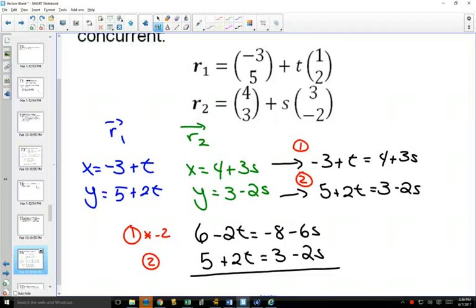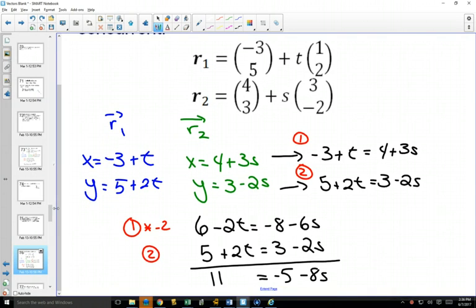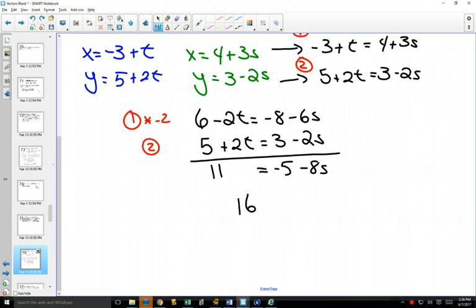So now I just need to add 6 plus 5, that's 11. Sure enough, my t's canceled out. -8 plus 3 is -5 minus 8s. Add 5 to both sides. Divide by -8. And you get s is equal to -2. Since we were able to solve for s, now you could plug that value of s into either equation 1 or equation 2. And you will get the same value for t.